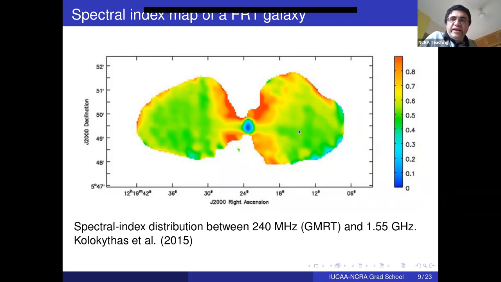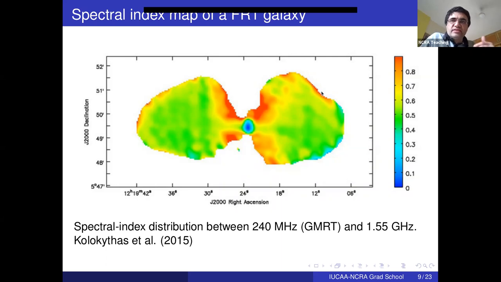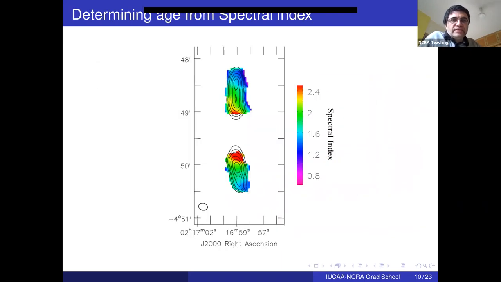And what does that indicate? Steep spectrum. And what can you say about the plasma over here? Age. It's the old plasma, which means it has not been accelerated for a long time. Right. Okay. So we'll come back to these ideas again.